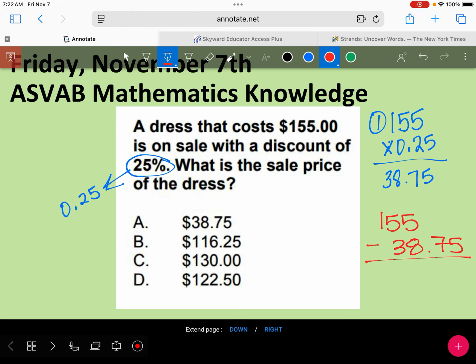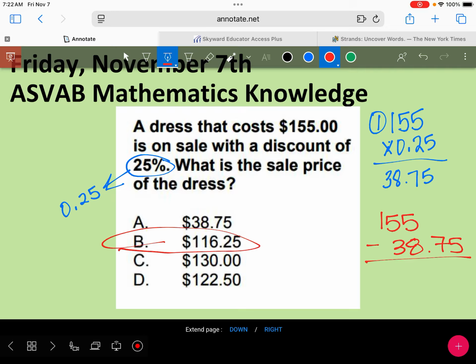And what would that give you? Is that about 116 or 122? 116. Who got 116? All right, so that means our answer would be B.